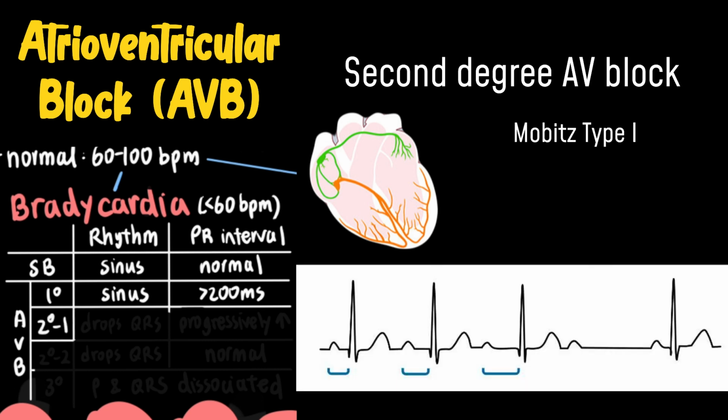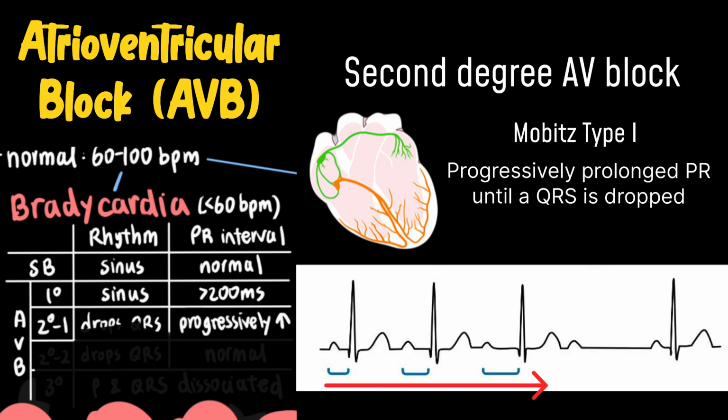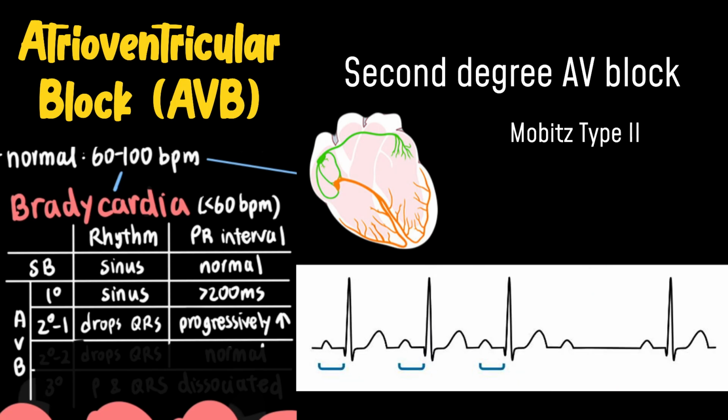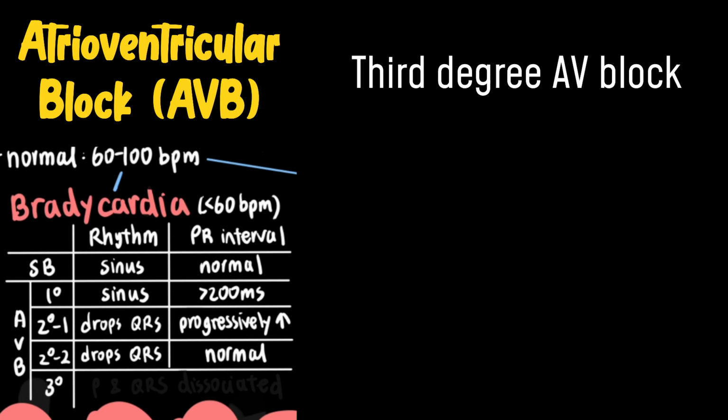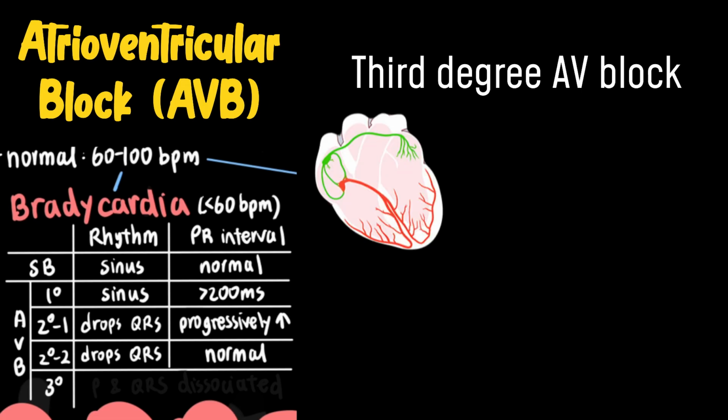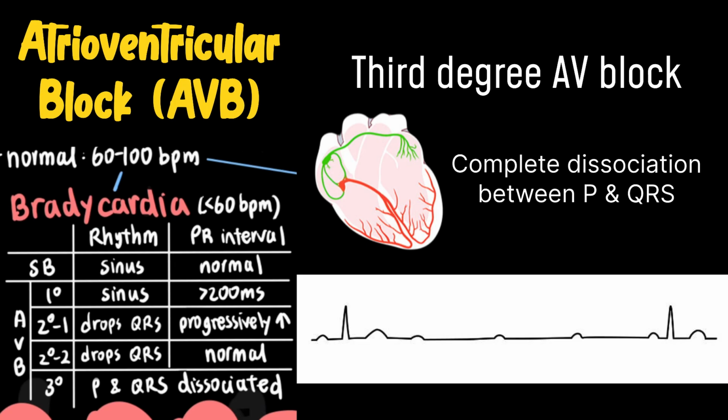Mobitz type 1 shows progressive prolongation of PR interval until a QRS is dropped. Mobitz type 2, on the other hand, shows sudden dropped QRS complexes without prior PR lengthening. This type is more dangerous and often requires pacing. Finally, third degree AV block, also called complete heart block, is the most severe. In this condition, there is complete dissociation between the atrial and ventricular activity. The P waves and the QRS complexes march independently. This almost always requires immediate pacing.